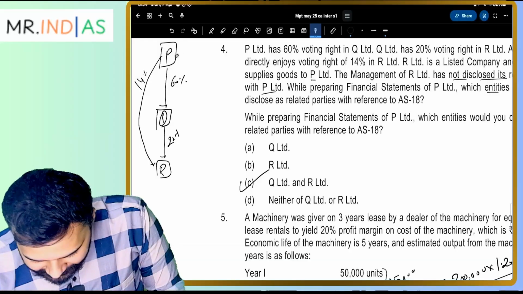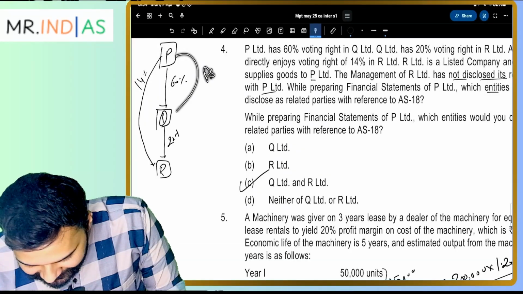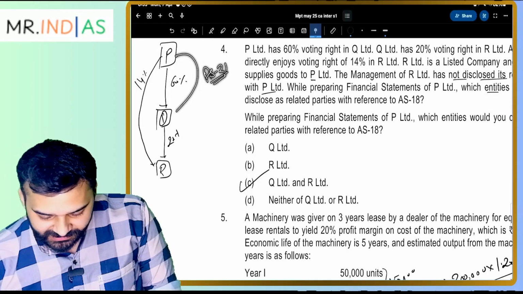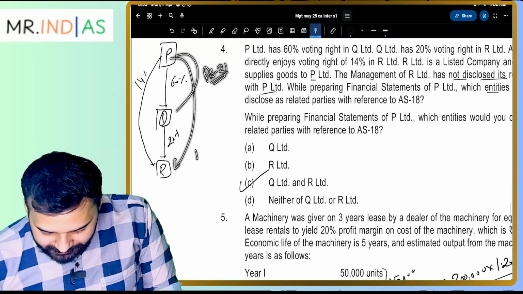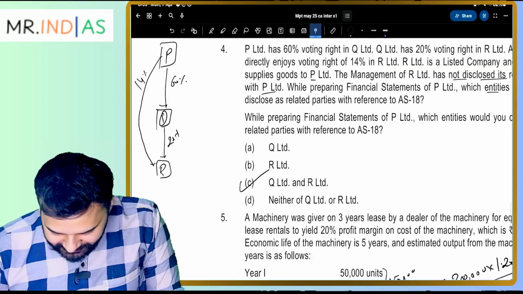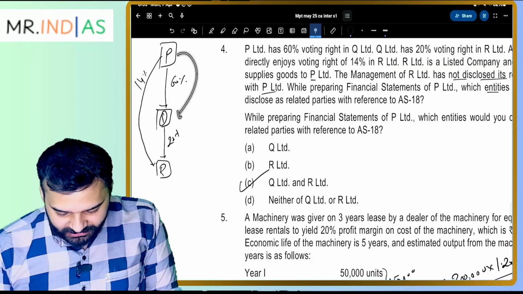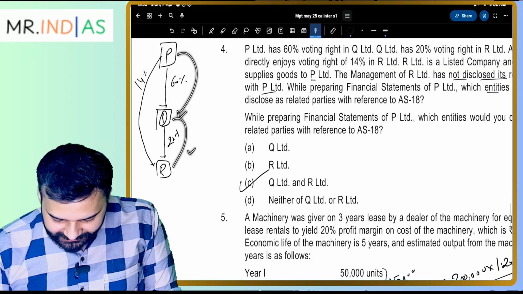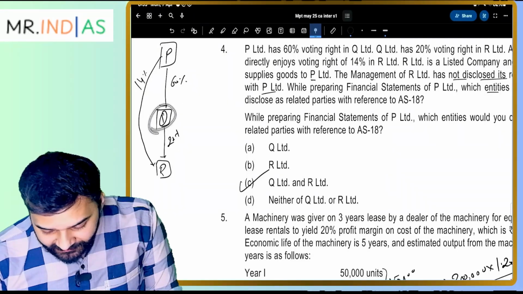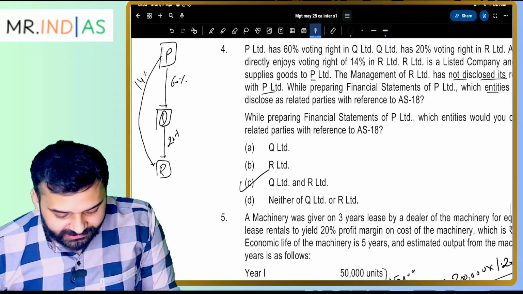For which method can you apply for P and Q? You apply AS 21 full consolidation method where minority is 40%, and for P and R you apply AS 23 equity method, right? So are P and Q related? Yes, P and Q are related. Q and R related? Yes. P and R are also related because Q is a subsidiary which acts as a bridge between P and R.